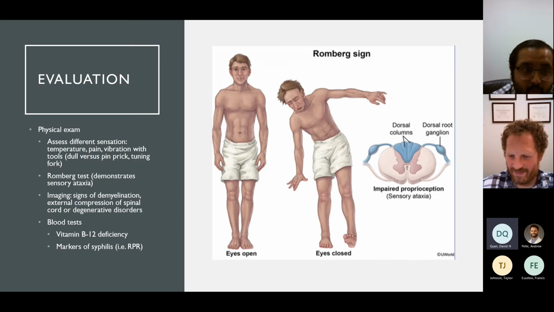For evaluation, it's very important to do a physical exam where we assess different types of sensation, looking at temperature, pain, and vibration, using tools such as a pinprick as well as a tuning fork to assess vibratory sense. The Romberg test, which I've brought up here, is a very commonly used test that demonstrates sensory ataxia. Patients, when their eyes are closed, will wobble, as you see here. You can also look at blood tests where we can assess for possible vitamin deficiency, including B12, and markers of syphilis. And again, the evaluation is going to be guided by how the patients present.